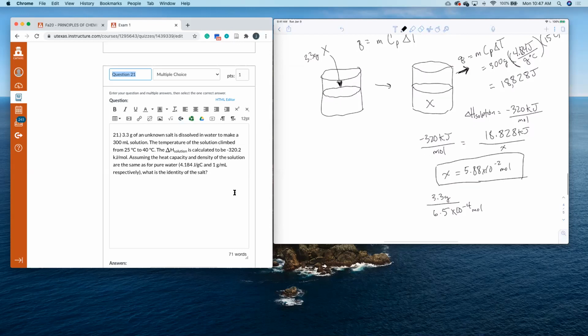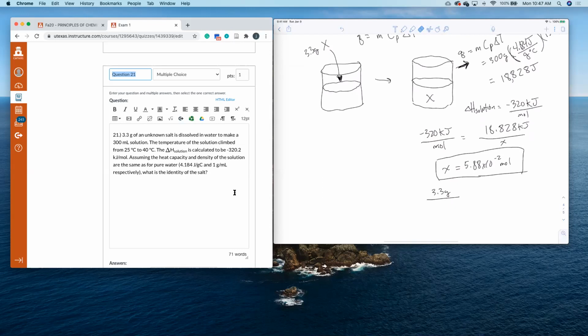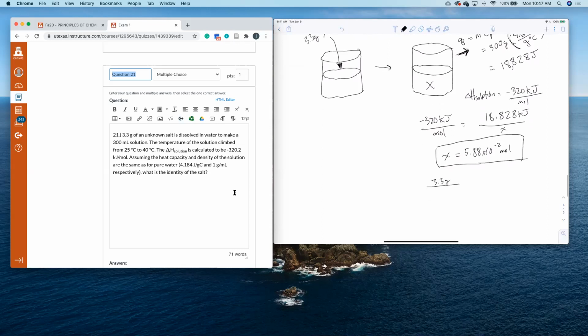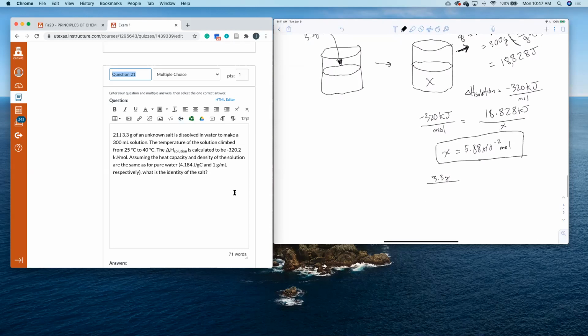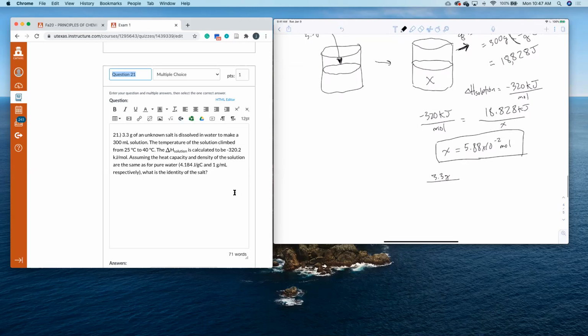Okay, so now we've got our moles. Yeah, because you're given the density of water, or it says it's the same as the density of water. So that's how you know the number of grams.